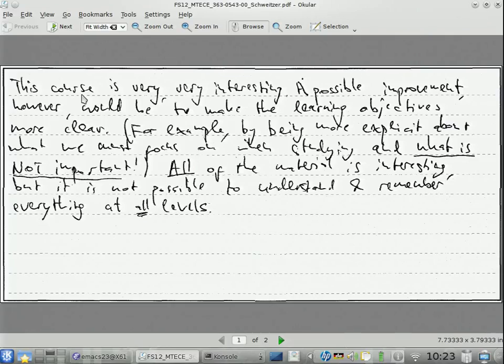The course is very interesting. Possible improvement would be to make the learning objective more clear. This also refers to one of the questions here. For example, being more explicit about what we must focus on, what is not important.